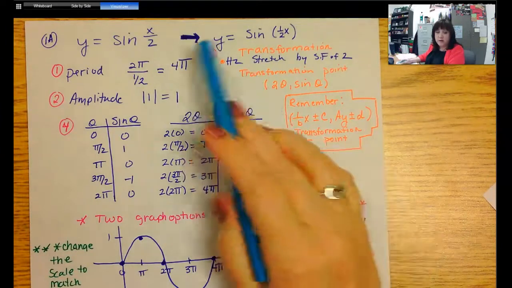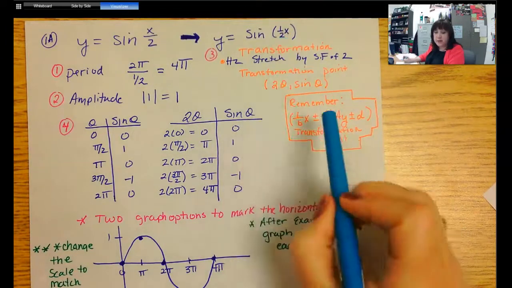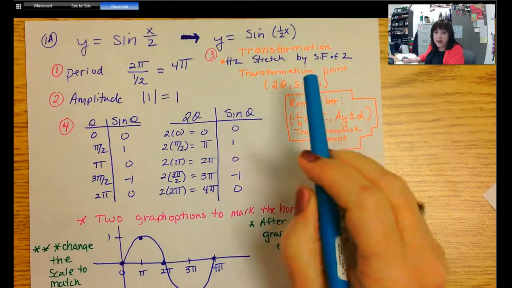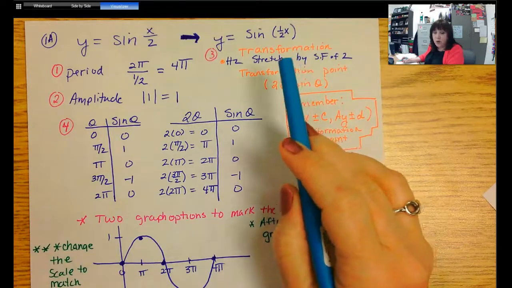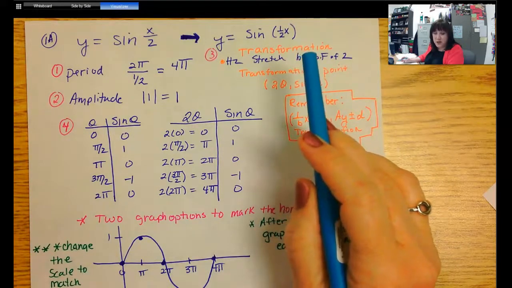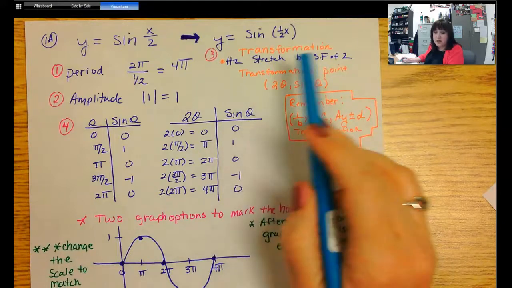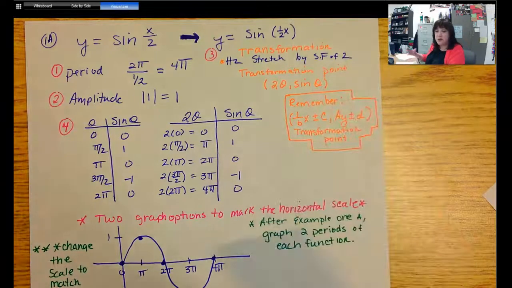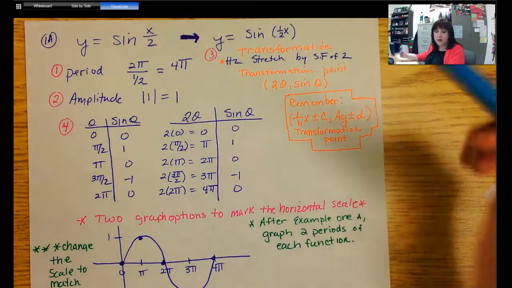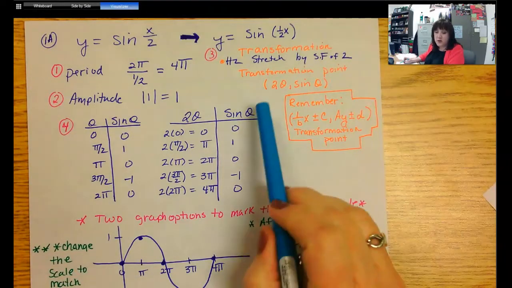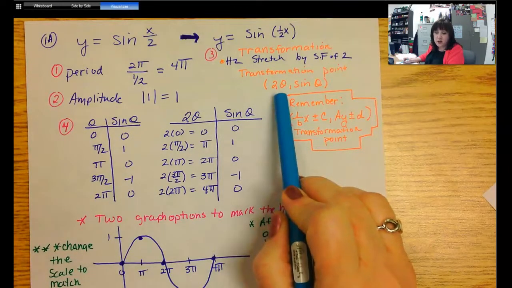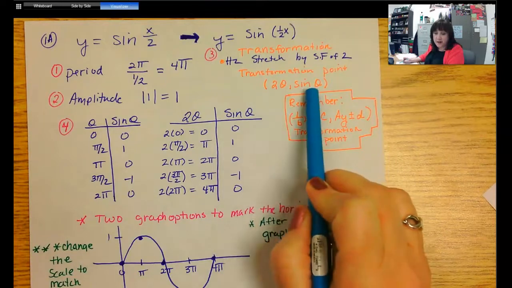So what are the transformations that are happening here? When that 1/2 is inside, you get a horizontal stretch or compression. In this case, it's a stretch. So the scale factor is 2, so it's stretching all the way out to 2 to be able to complete one cycle. So transformation point wise, if you think in terms of Algebra 2, you think 2 theta, sine theta.